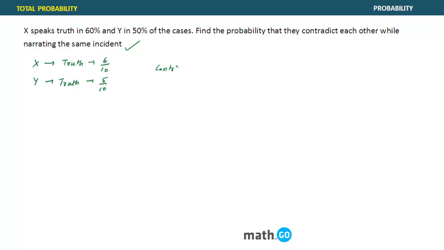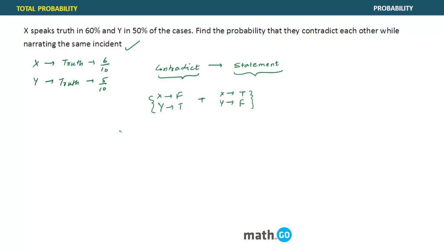So the target is that they contradict, right? So when can they contradict? Can you tell me? Let's say there is a statement which could be either true or false. They can contradict when x says it is false, let's say, and y tells you that it is truth, right? This is the first contradictory case. Or the other could be that x tells you that it is true and y tells you that it is false. So they in a way are contradicting each other. And there is no other way in which they can contradict, right?